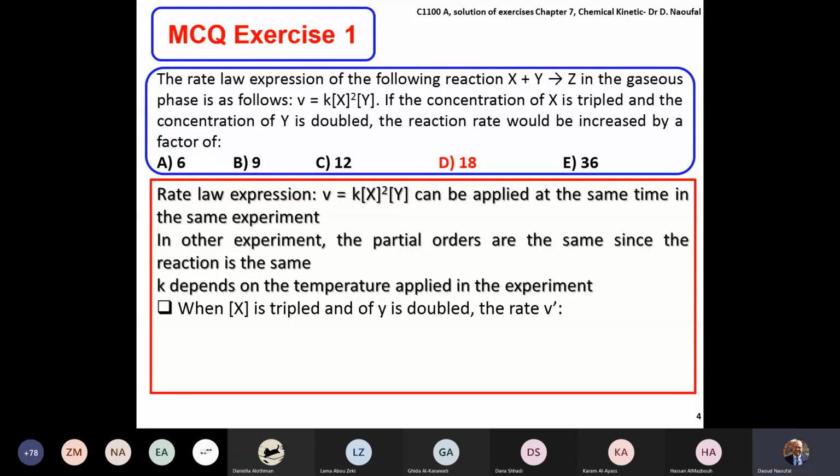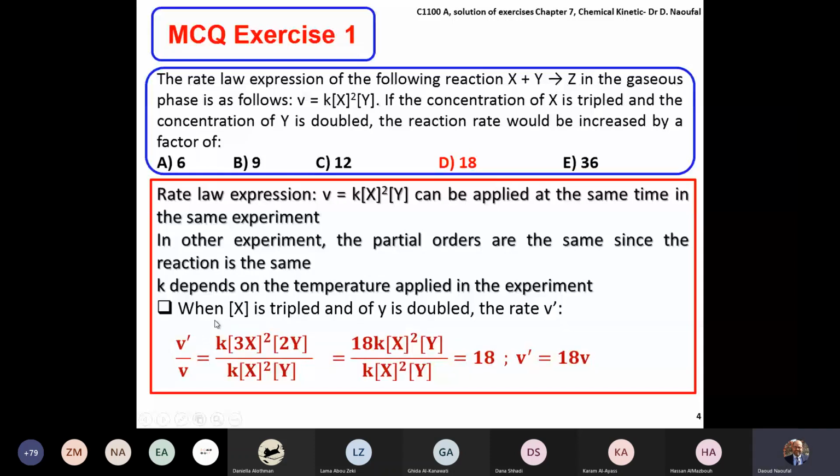Or in other words, suppose you start an experiment, then another experiment. If you start experiment 1 with concentration X, in experiment 2 you start with 3X. And if you start experiment 1 with a concentration of Y, you start the second experiment with 2 times the concentration of Y. So we can change the concentrations at the starting of the experiments.